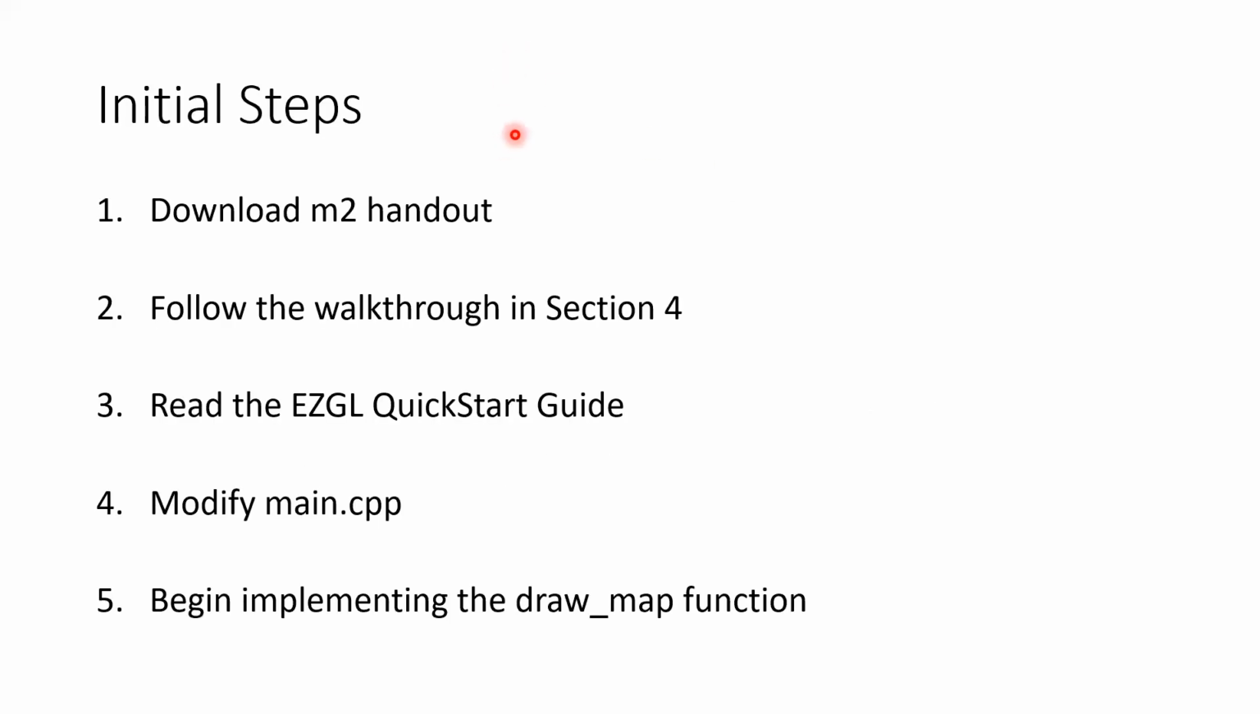Let's go. Initial steps. First thing, download the M2 handout. There is a walkthrough section in section 4, and that will tell you how to set up your project. Read the EasyGL Quick Start Guide. So EasyGL is the package that we are using for graphics. Modify main.cpp to let your main program start to draw the graphics and begin implementing the actual draw map function.